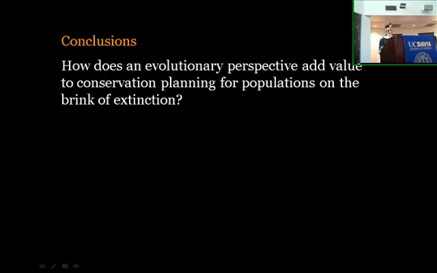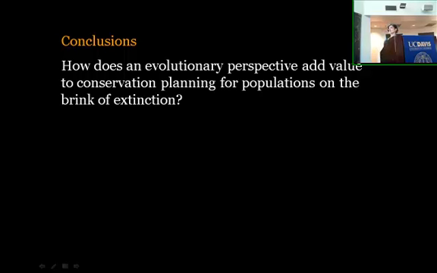Okay, so what I would like to end with is drawing out some different themes about how an evolutionary perspective can add value to conservation planning, particularly for small populations on the brink of extinction, where we do have to make choices. We can't just preserve and conserve everything.